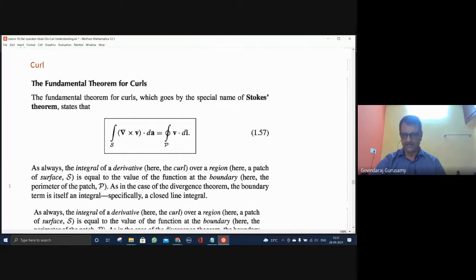Look at this one. The fundamental theorem of curl, which goes by a special name, Stokes' theorem, states that, again, follow the first, similar to that. As always, the integral of a derivative, here the curl, is the derivative, but it happens to be curl, that's all. The previous case happened to be divergence, that's all.